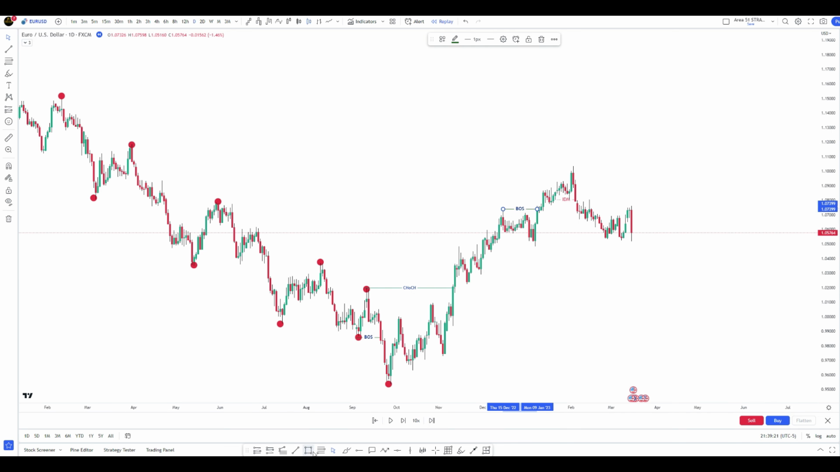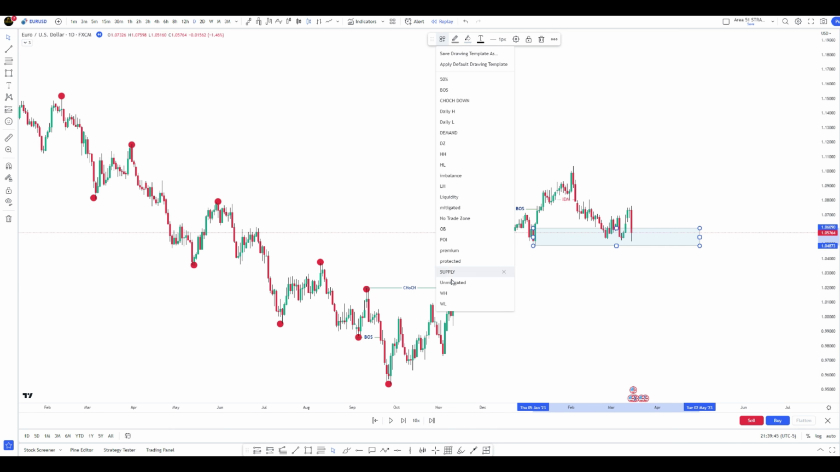All right, so after that, before the break of this structure, what we have is our demand zone, or our point of interest right here. But this is a very huge gap. So if you enter a trade over here, your stop loss is going to be very wide. So what we're going to be doing now is going all the way down to the 1 hour time frame, and we will refine this demand zone here.